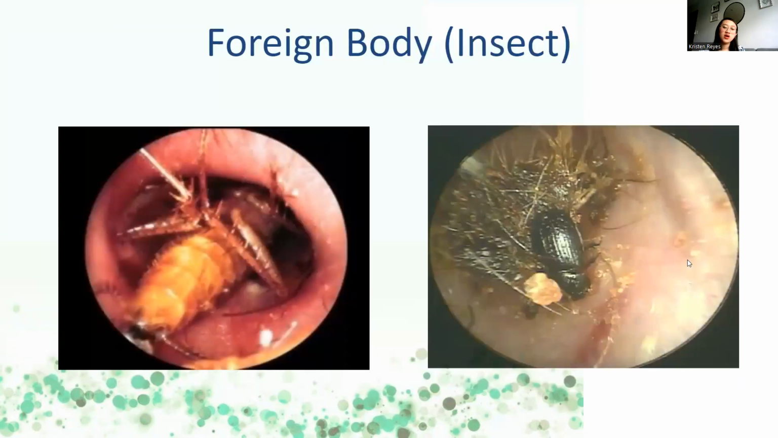So this is a foreign body or an insect inside the ear canal. So what you can do here is you can drop hydrogen peroxide to try to lead the insect to go out. If the insect is already dead, then you have to go to a doctor, and the doctor will use an instrument to get the insect out.